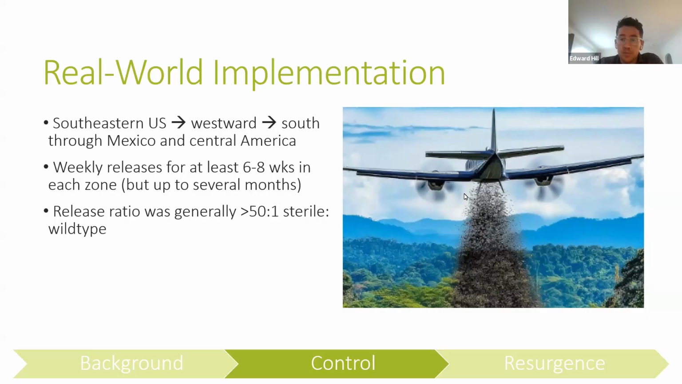And so while a 10 to 1 ratio was used in Curacao, they generally bumped it up for the real world. So it was above 50, sometimes more than 200. So again, that's like 250 sterile males for every one wild type male. So that's why surveillance data was so pertinent, because that's how they would determine how long to treat and the ratios as well.